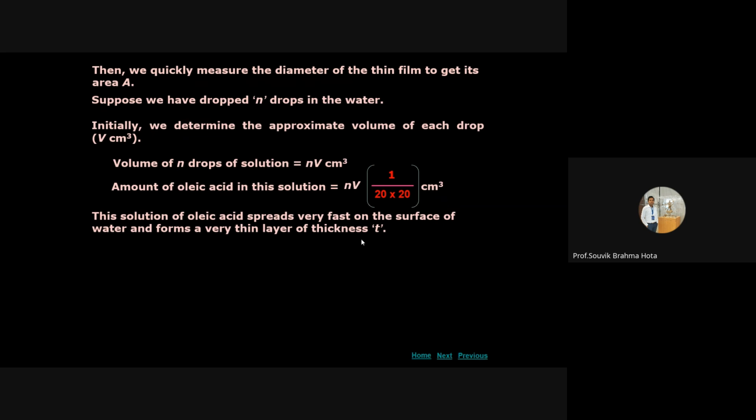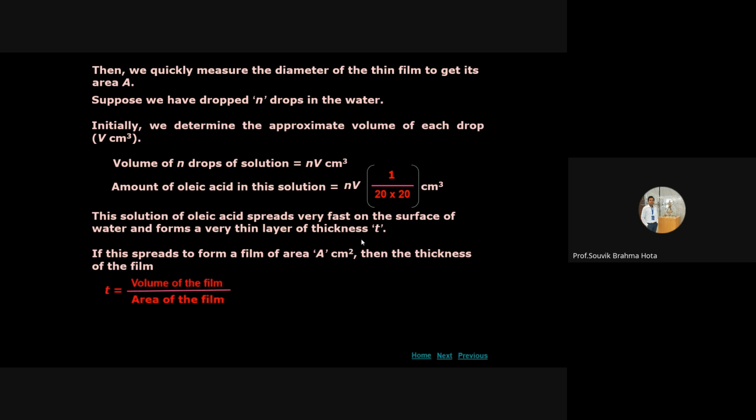This solution of oleic acid spreads very fast on the surface of water and forms a very thin layer of thickness small d. Now this thickness is very important. If this spreads to form a film of area A centimeter square, then the thickness of the film t is equal to volume of the film divided by area. Because volume has 3 dimensions, if you are getting the thickness it should be volume by area, 3 by 2 dimension, then you will get 1 dimension. Okay, so t is equal to nv divided by 20 into 20 into A.